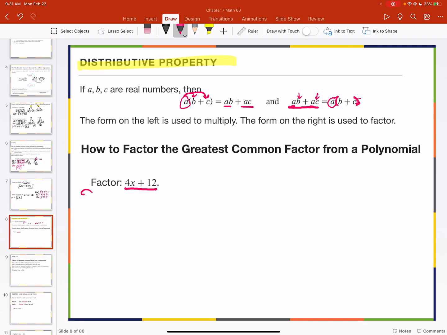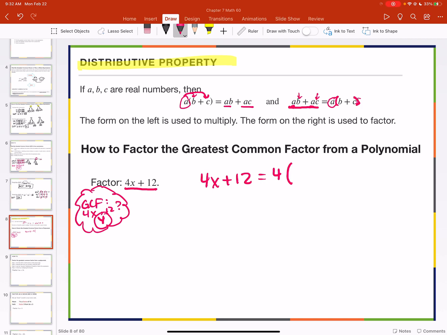Okay, so yeah, so to factor out the greatest common factor from a polynomial, the way you have to think about it is, okay, what's my GCF for 4x and 12? Well, that's just 4. 4 divides into both. So you have 4x plus 12. So you're going to rewrite that as 4, and then inside the parentheses, you're going to write what's left over.